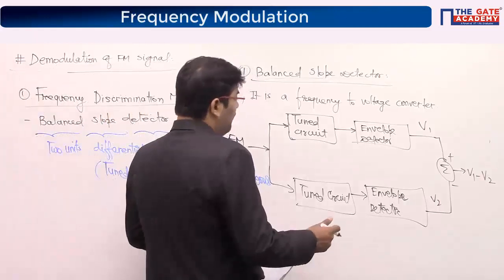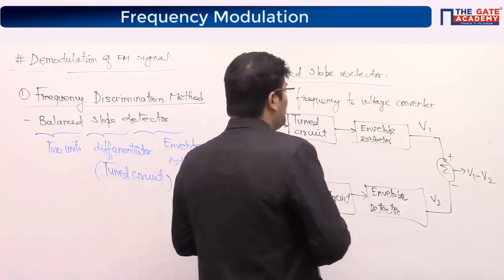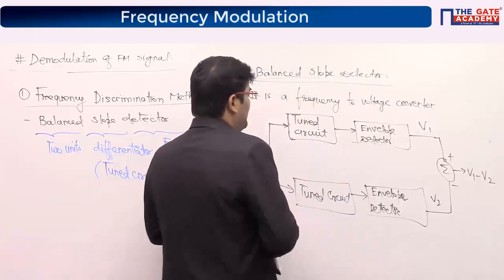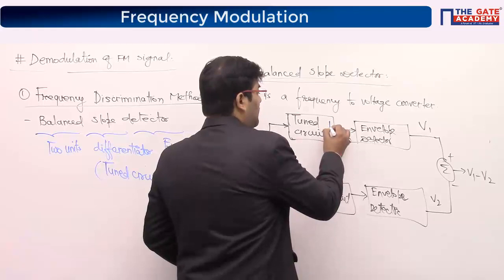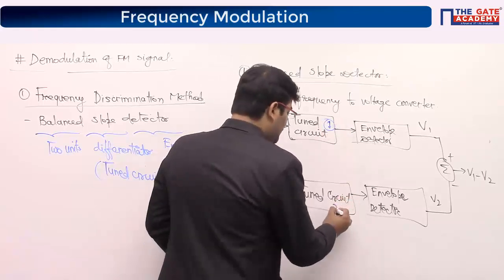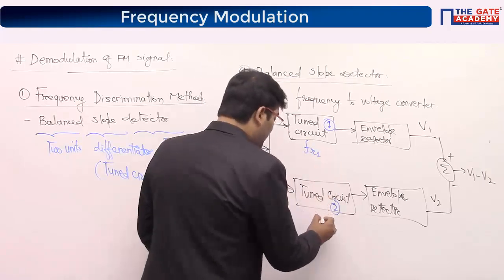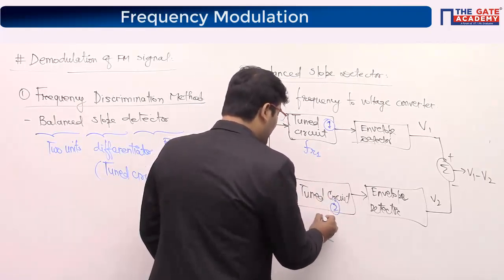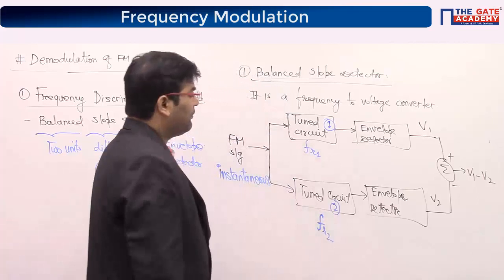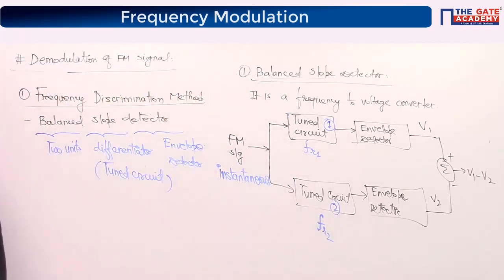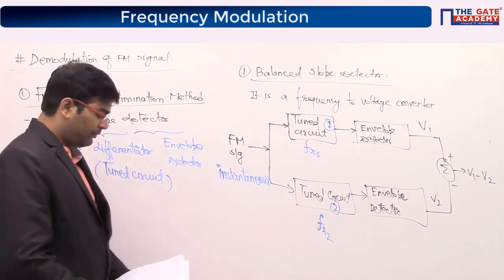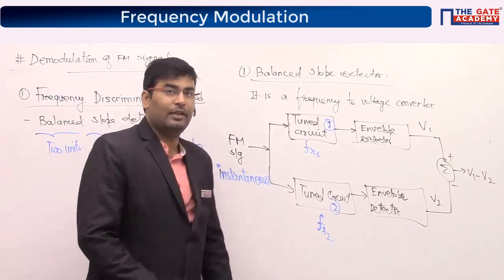Now we'll call this tuned circuit 1, and this is tuned circuit 2. Tuned circuit 1 is tuned at resonant frequency FR1 and tuned circuit 2 is tuned at resonant frequency FR2. Clear? We'll discuss the working principle in a while.